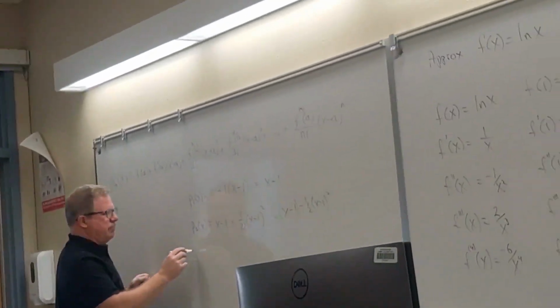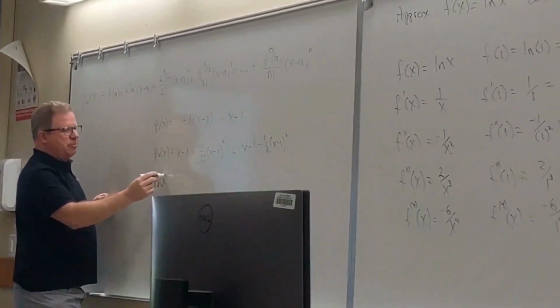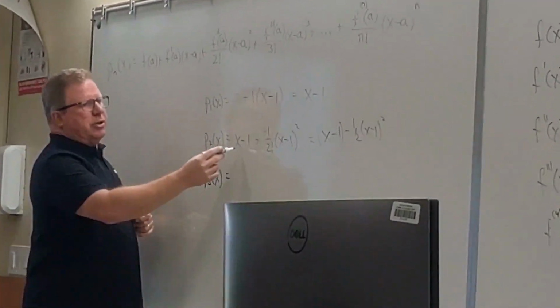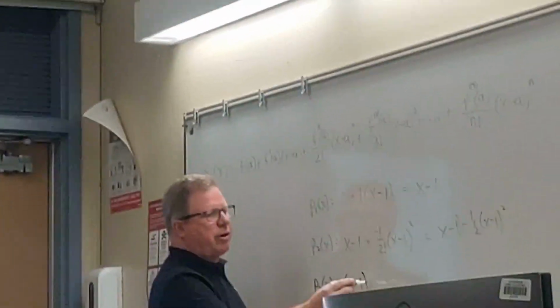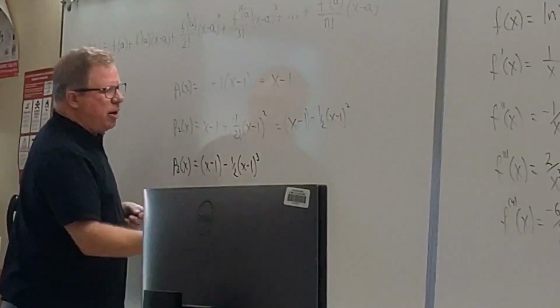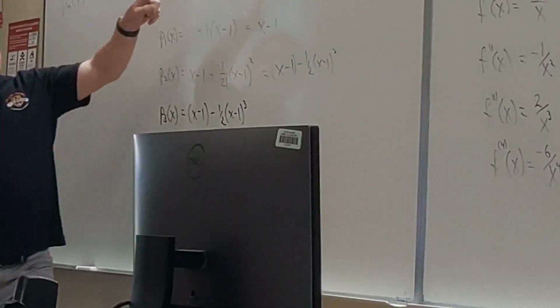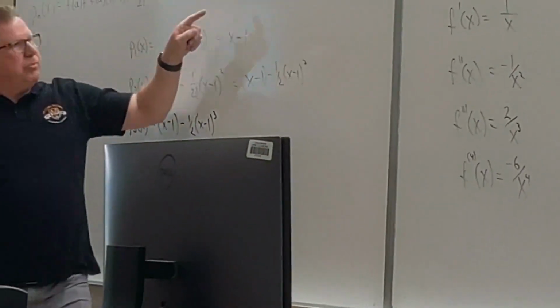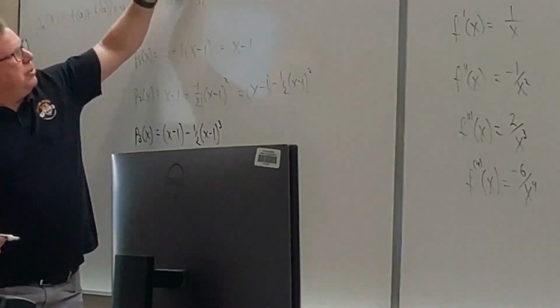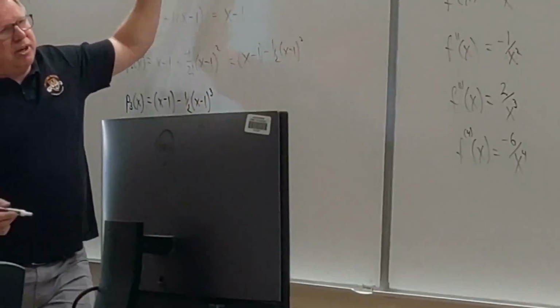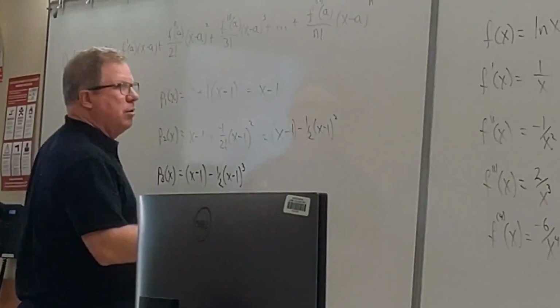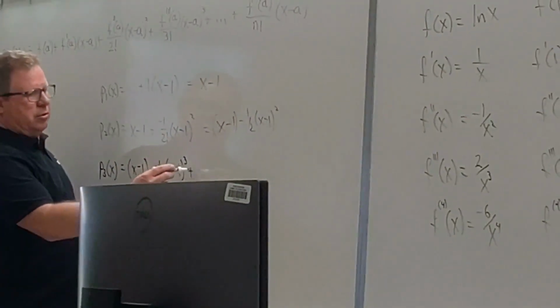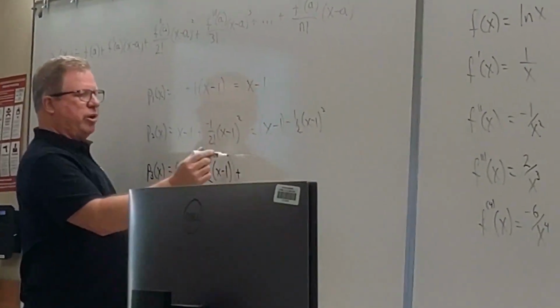P3. Oh, here's the pen that writes nice. Copy and paste your P1, x minus 1, those parentheses are optional. And now we add the cubic term. That is the third derivative evaluated at a. We have that right here. It is 2, times x minus 1 cubed.